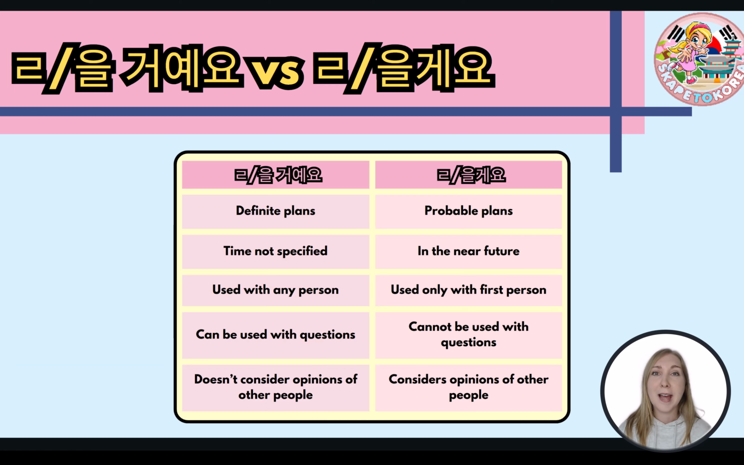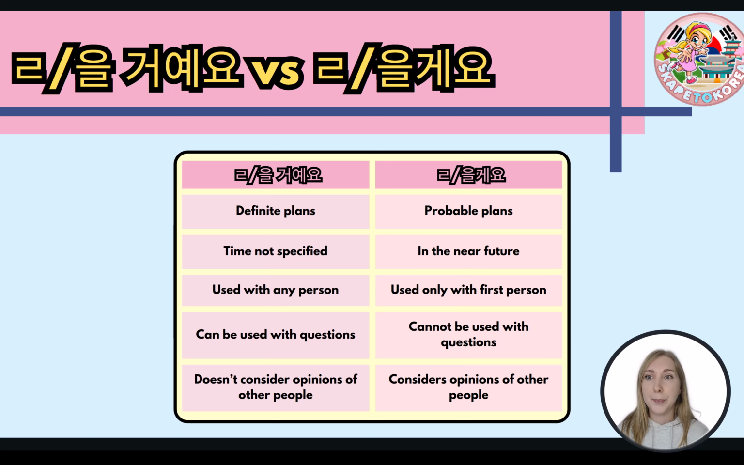Okay, so I have previously already introduced a way how to conjugate verbs into the future tense, which was ㄹ/을 거예요. Now we're going to look at the differences between the ㄹ/을 거예요 and ㄹ/을게요. So the difference is that the 거예요 is talking about definite plans, something you are definitely going to do.